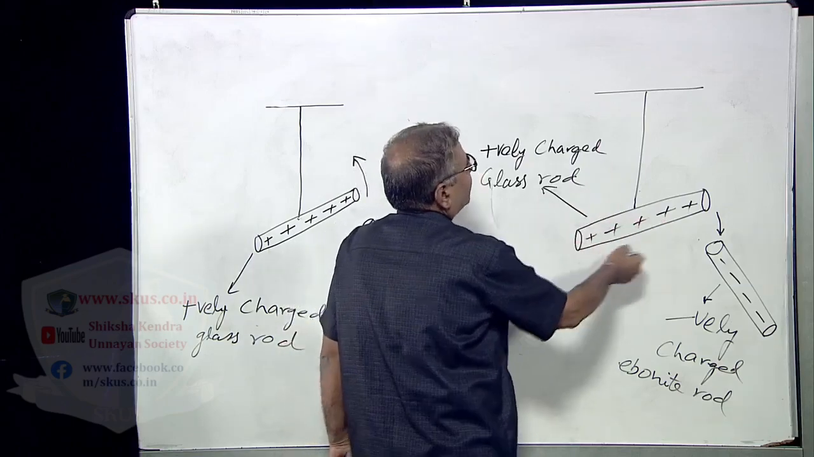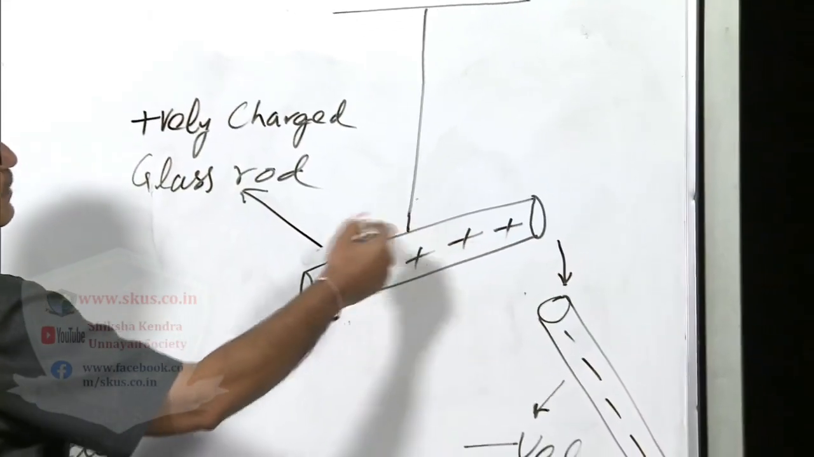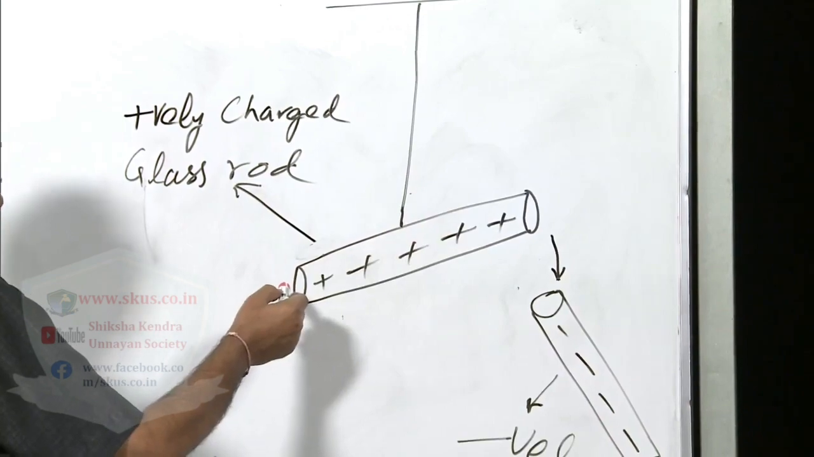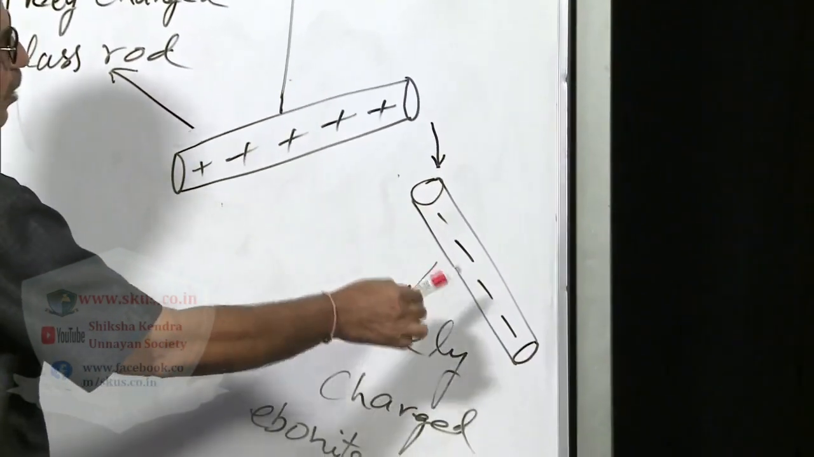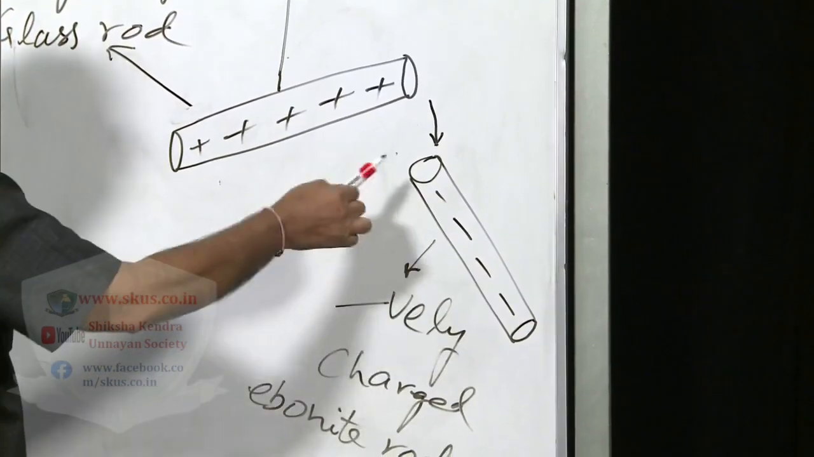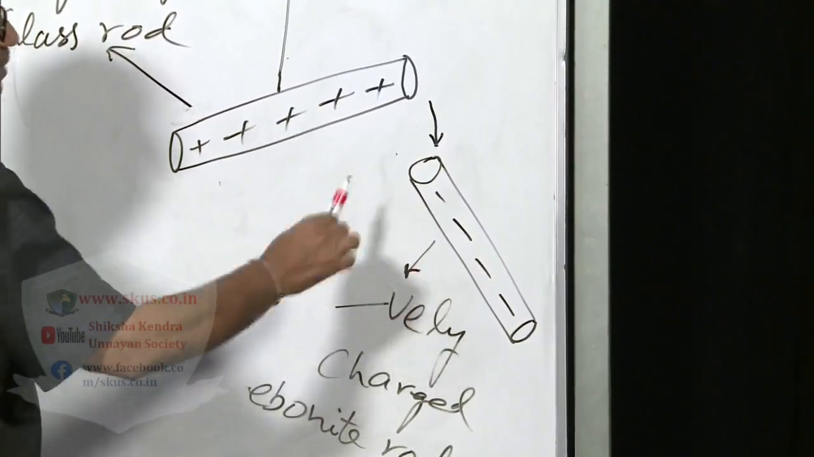We have a positively charged glass rod here, which has been rubbed with silk and becomes positively charged. Then we are bringing another rod. This rod is made of ebonite and it has been rubbed with wool, so it will become negatively charged.